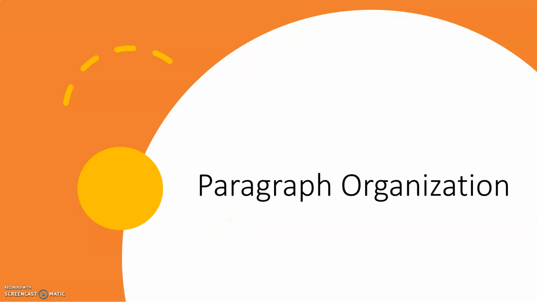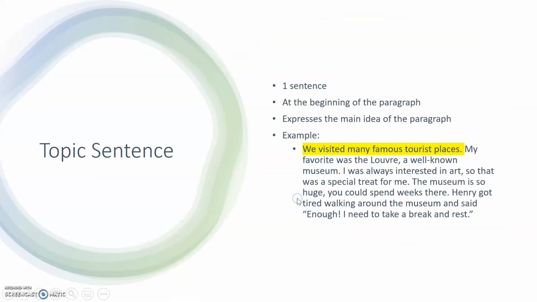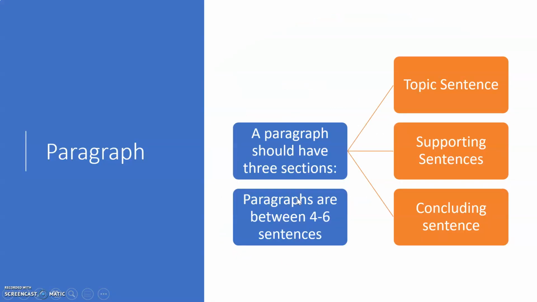Hello, in this video we're going to cover how to organize a paragraph. So a paragraph should have three sections: the topic sentence, the supporting sentences, and a concluding sentence. Paragraphs are usually between 4 to 6 sentences. The average is usually 5 sentences from what I've seen. And in this video, we're going to cover how to write a body paragraph.